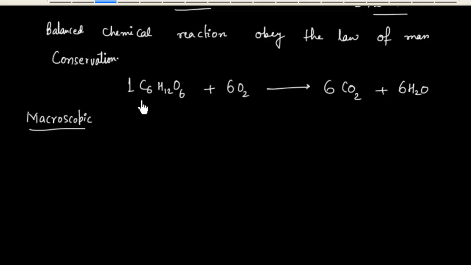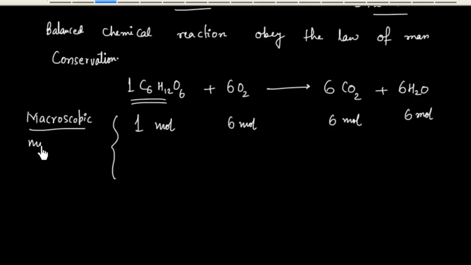In this case I can say 1 mole of glucose. So when 1 mole of glucose reacts, 6 moles of O2 react, and at the same time 6 moles of CO2 and 6 moles of H2O are formed. That is the big picture. When I say macroscopic, I am talking in terms of moles and grams.